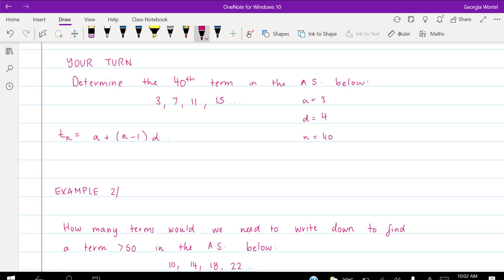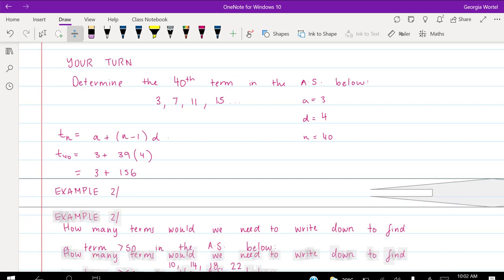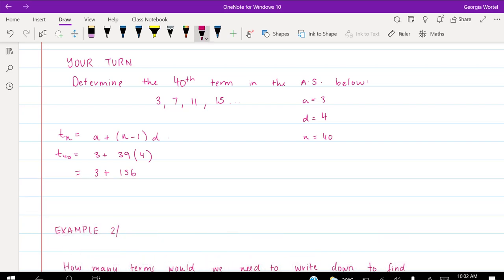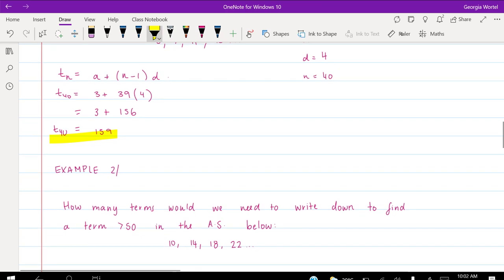Term number 40. Okay, so T of 40 is equal to 3 plus 39, which is 1 less than 40, times 4, which is equal to 3 plus 156. Again, I didn't leave enough room. I've not learnt my lesson, which gets us to 159. Oh, not 20. Our 40th term of that arithmetic sequence is 159. So not too hard.